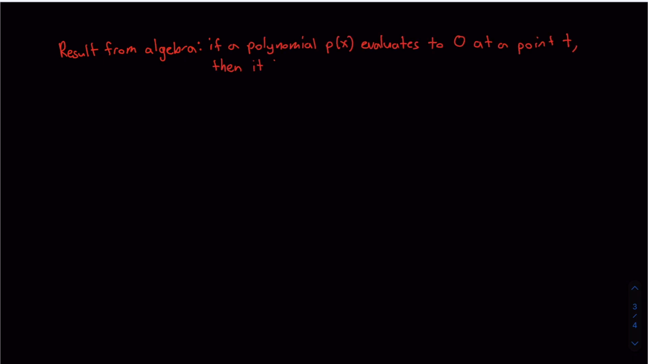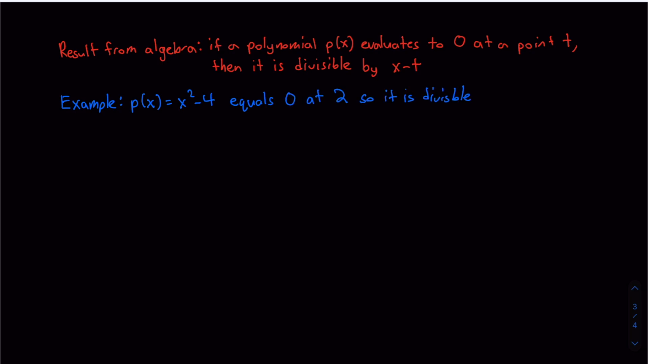Here's the idea. Recall a basic result from algebra, which was discussed in the polynomials video. If a polynomial evaluates to 0 at some point t, then it must be divisible by x minus t. For example, the polynomial x squared minus 4 evaluates to 0 at x equals 2, so it's divisible by x minus 2. In fact, x squared minus 4 divided by x minus 2 equals x plus 2.